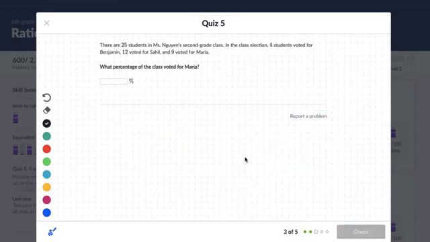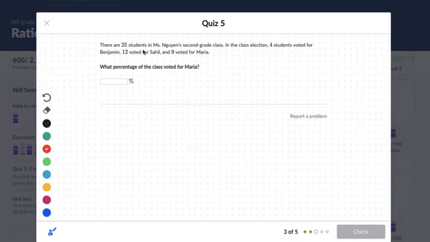Here's another problem. There are 25 students in Miss Wynn's second grade class. In the class election, 4 students voted for Benjamin, 12 voted for Sahil, and 9 voted for Maria. What percentage of the class voted for Maria? So go ahead and pause and try that on your own.